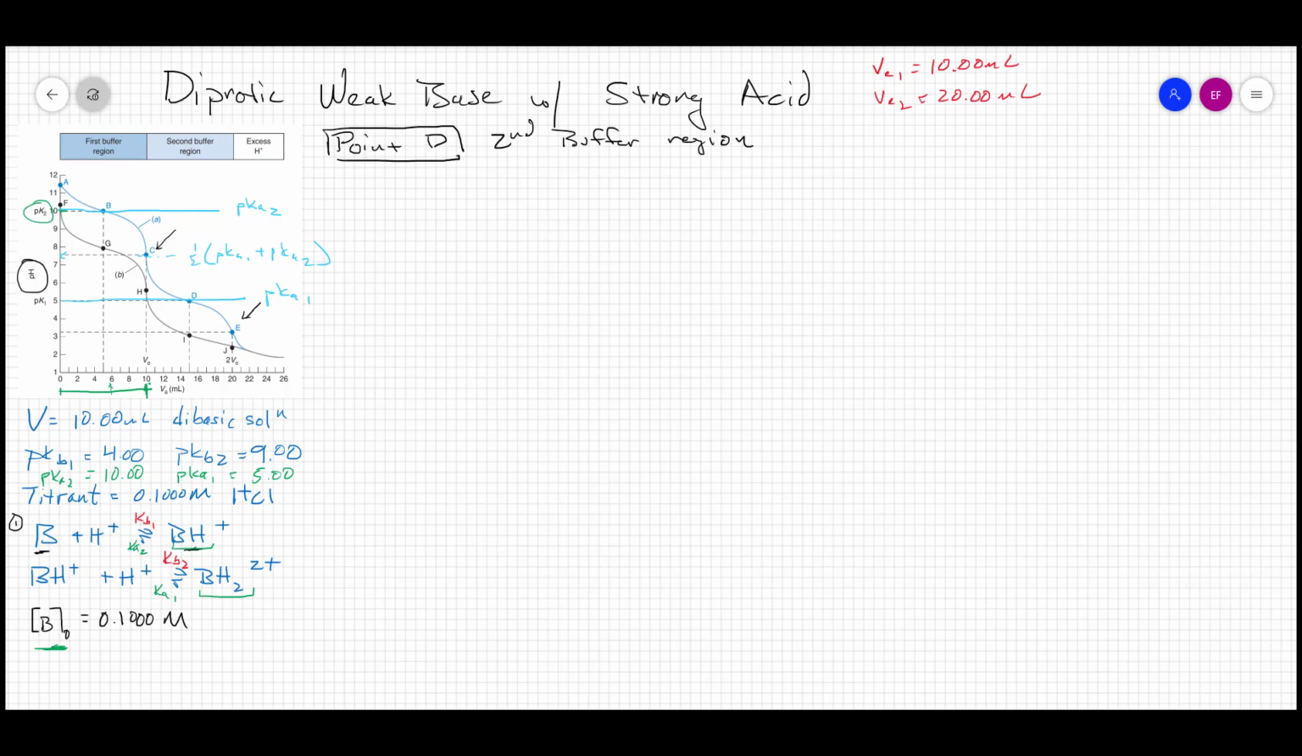All right, so point D here is our second buffer region. What do we know about the second buffer region? Well, it means that at the first equivalence, we converted all of the original B into BH+, and now in the second buffer region, we're starting to run the second reaction here, where we're past the point of having just BH+. Now we have a mixture of BH+ and BH2 2+. And so now we have a buffer of those two species.